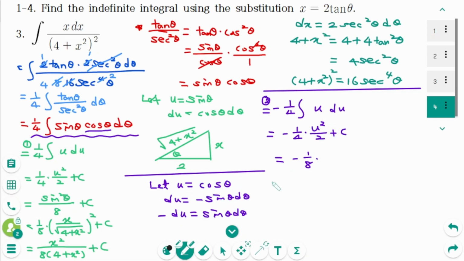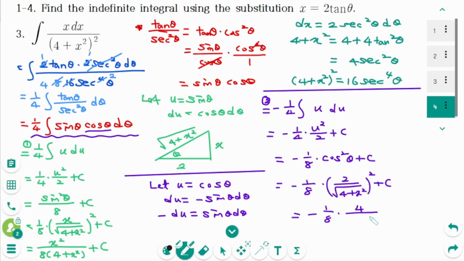u was cosine theta, plus c equals minus 1 over 8. Use this triangle. The cosine theta is 2 over square root of 4 plus x squared, then squared plus c, minus 1 over 8 times 4 over 4 plus x squared plus c. Then the final answer is minus 1 over 2 times 4 plus x squared plus c.